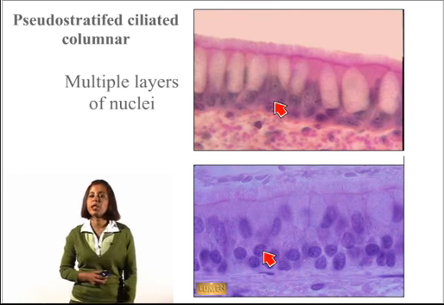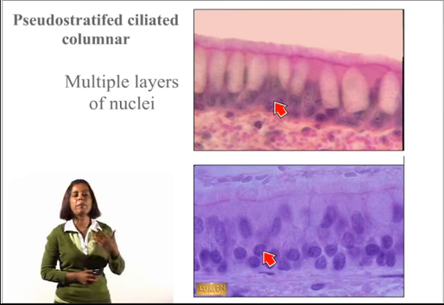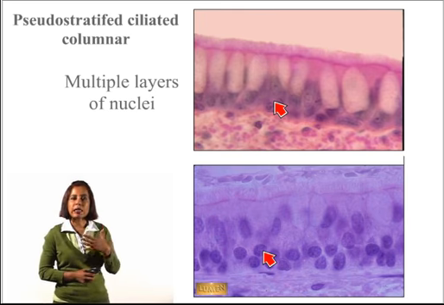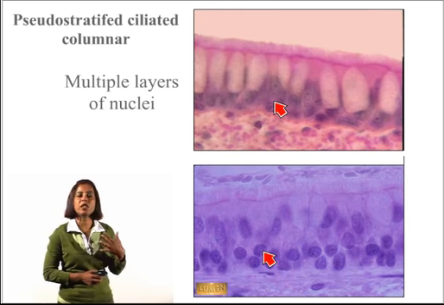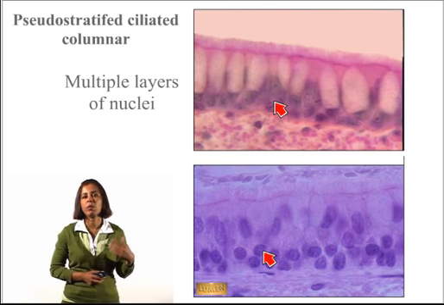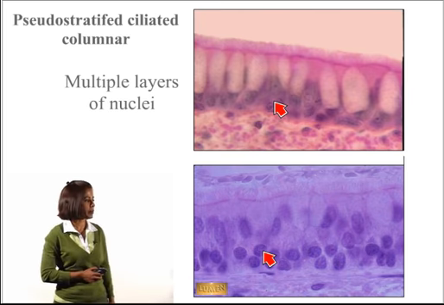Now these multiple layers of nuclei, that's what they appear as. They are not truly multiple layers, because all cells touch the basement membrane. It just gives an appearance of many layers of nuclei. That's why we call it pseudostratified.